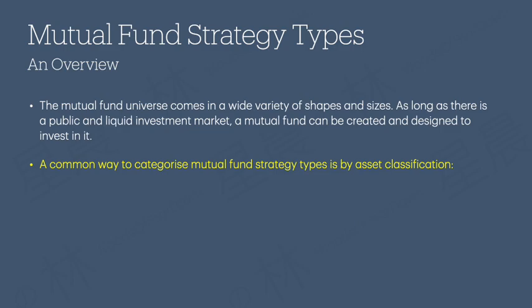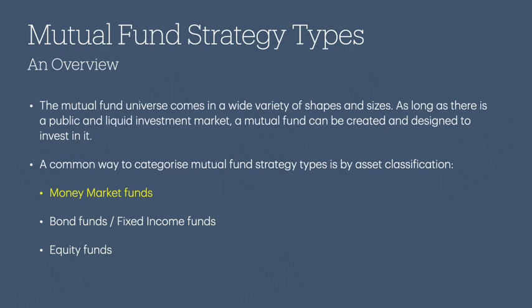There are several ways to categorize mutual fund strategy types, and in this video, we will be using the asset classification approach, which is quite commonly used. Going by asset class, the most popular traditional classes are bonds and equities, and therefore we have bond funds, or also frequently termed as fixed income funds, and as well equity funds. Dialing down the risk, we also have money market funds that serve to represent cash-like allocations in a portfolio.